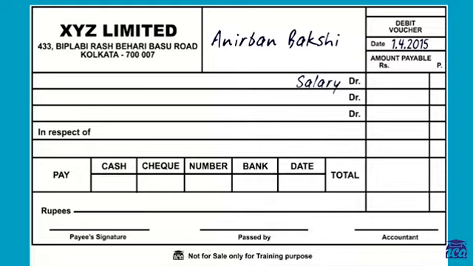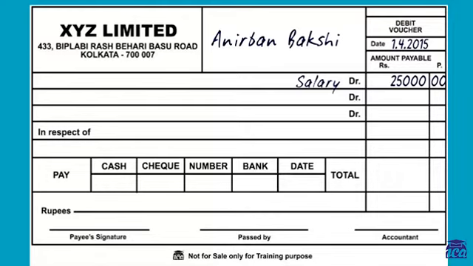And then on the right hand side, we will write in the amount of salary that has been debited, or that is payable. So, we will say 25,000 here. Like I said, this is instead of a salary slip that was issued. The company, XYZ Limited, has issued a debit voucher to Anirban Bakshi.